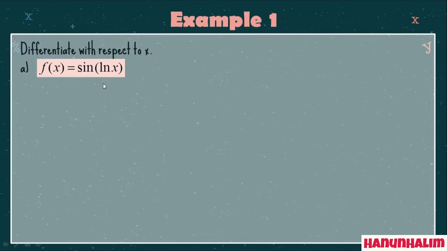Before we start to differentiate, firstly, we need to determine how many terms there are in our function. Since our function is f(x) equal to sin ln x, ln x is actually the angle for sine. So we can use part 2 of subtopic 3.3, sin u. We can use that method to differentiate this function.